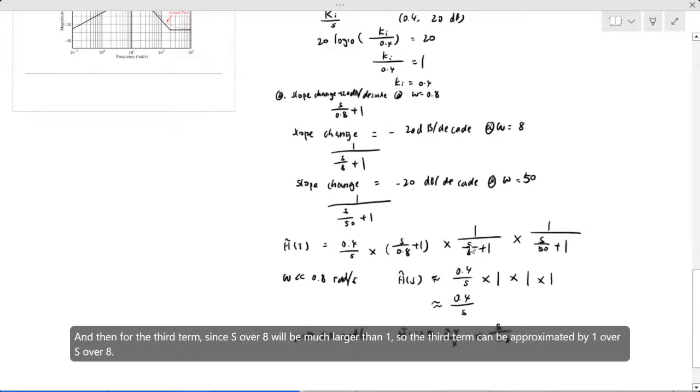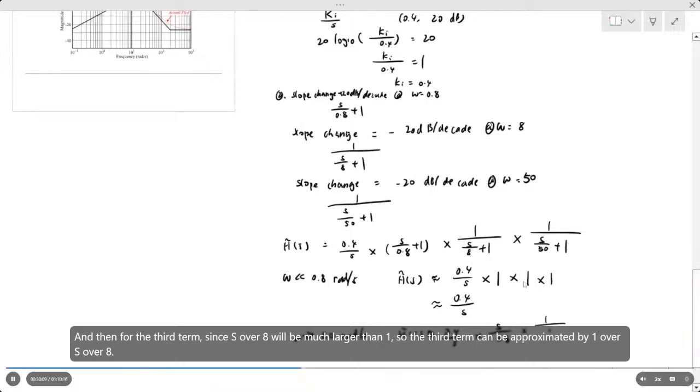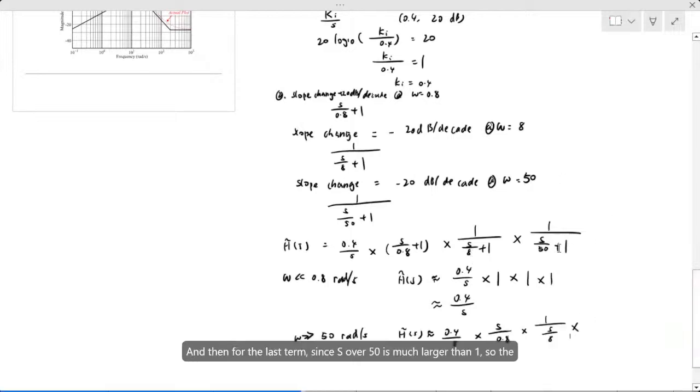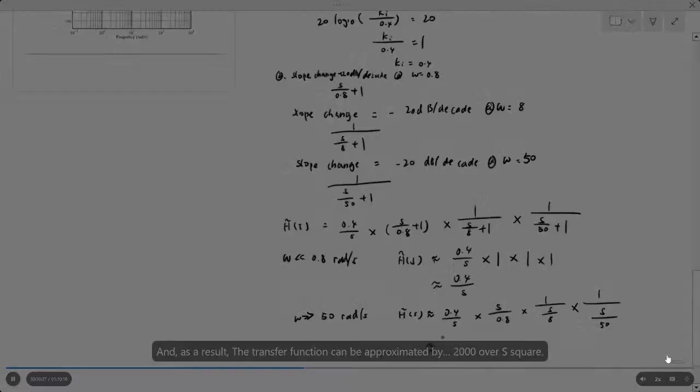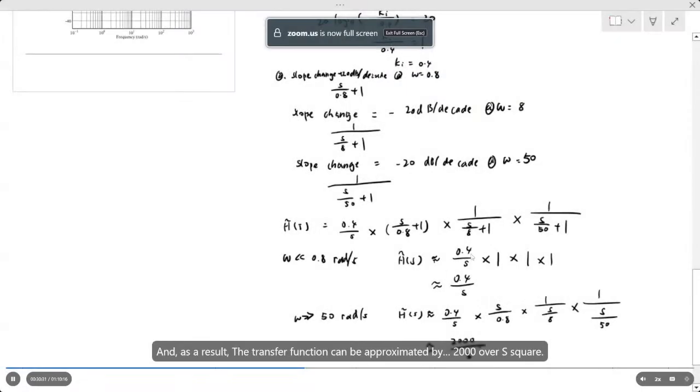And then for the third term, since S over 8 will be much larger than 1, the third term can be approximated by 1 over S over 8. And for the last term, since S over 50 is much larger than 1, the last term can be approximated by 1 over S over 50. And as a result, the transfer function can be approximated by 2000 over S squared.